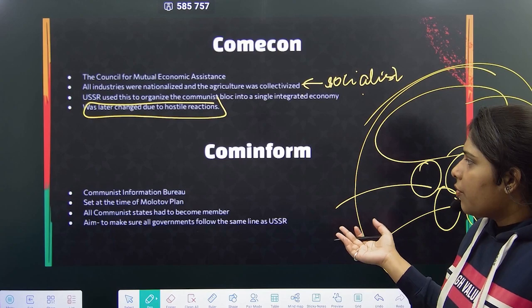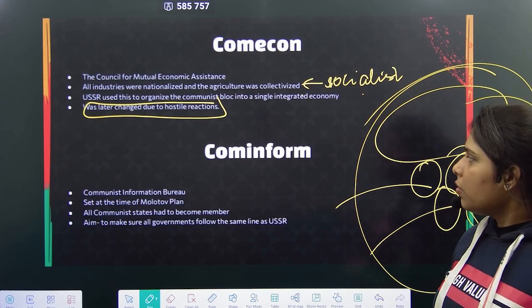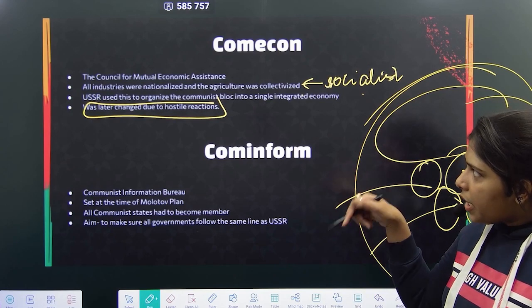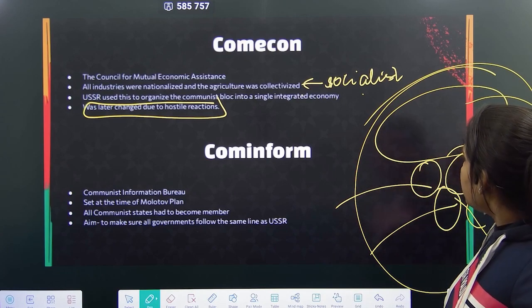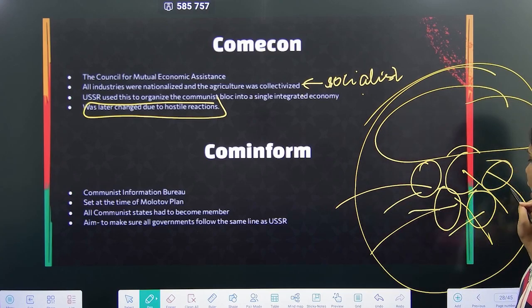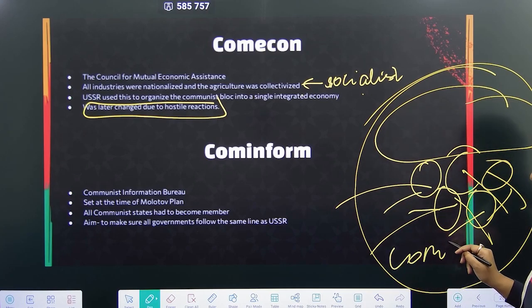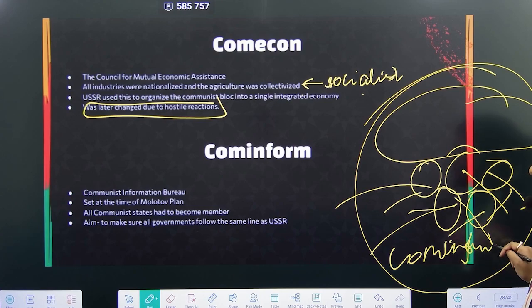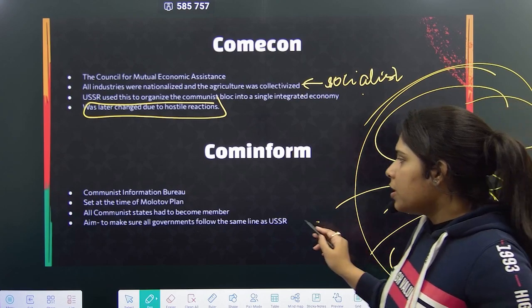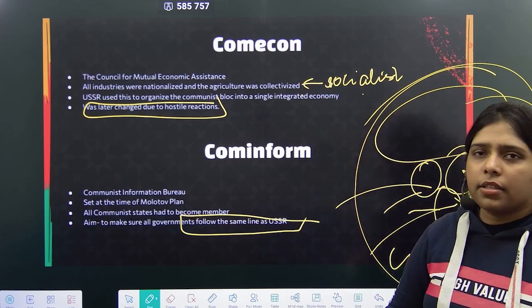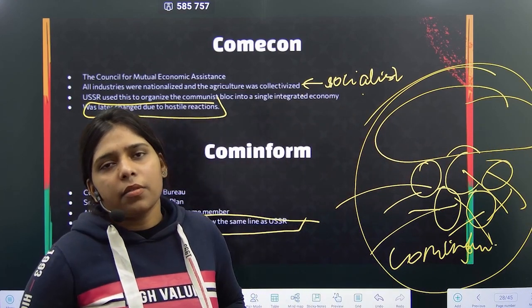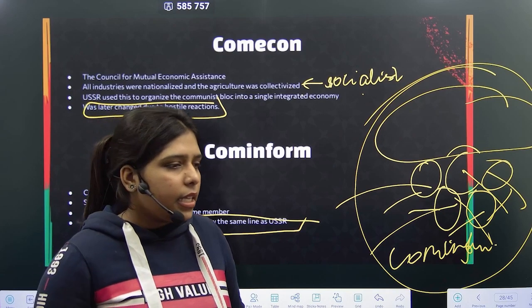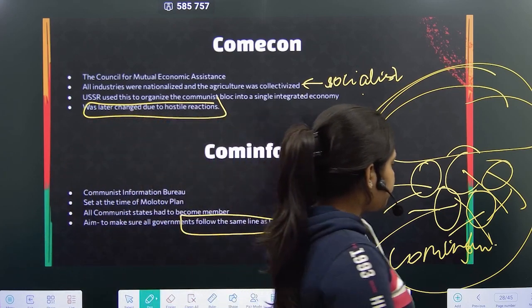And then there was a formation of Communist Information Bureau, Cominform. It was set up at the same time as Molotov Plan was going on. All states which were following communism had to become a part of Cominform. What was the ideology? What was the aim of Cominform? All states follow the same line as USSR. Communism, same ideologies as USSR. That is what they wanted. That is why Cominform was formed.